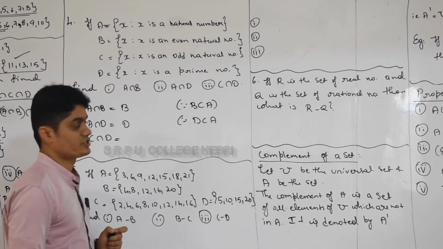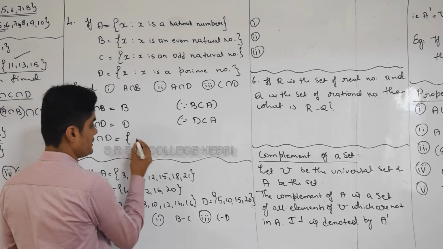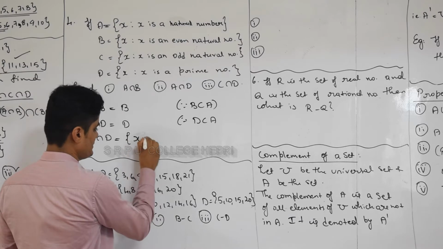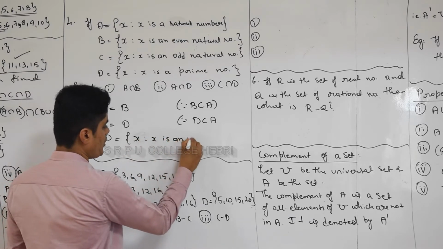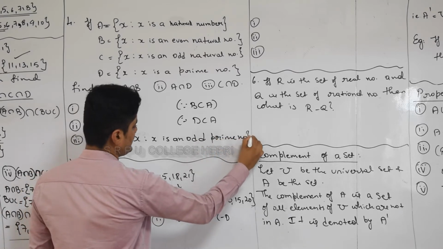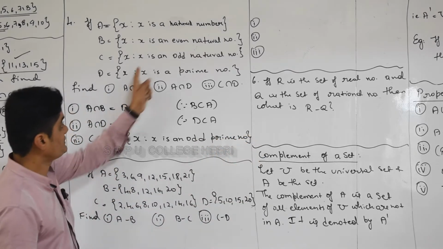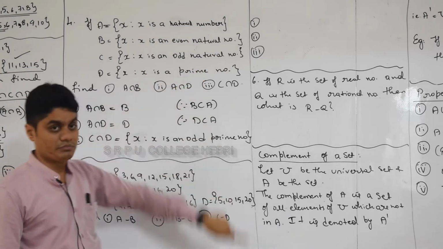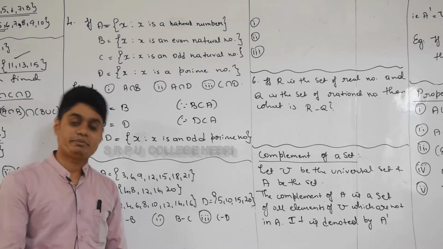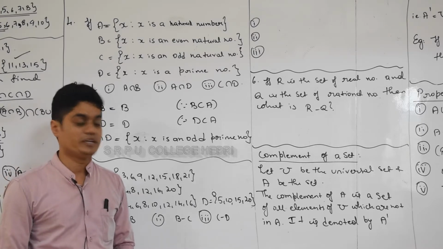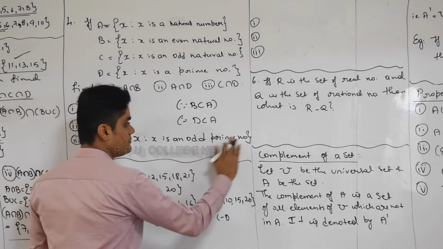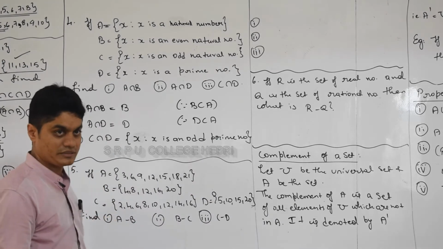Now we need the intersection. 2 will not come. So the set of all x such that x is an odd prime number. The remaining all the odd prime numbers will come except 2. So x is an odd natural number and x is a prime number. In prime numbers only one element is not odd, which is 2. Remaining all the prime numbers are odd numbers only. Therefore the intersection is x such that x is an odd prime number. It's not the odd natural number part, right?